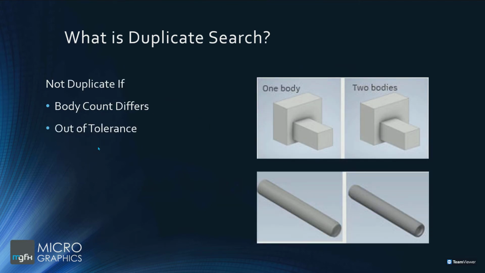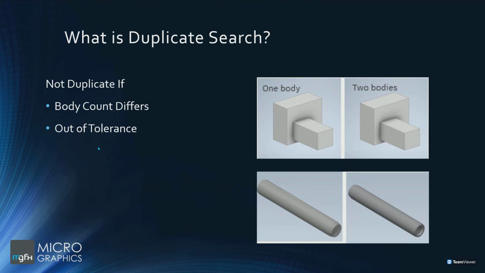And we have some criteria here that basically disqualify files from being duplicates. So we can see on the right-hand side there we have two objects that are geometrically identical. However, the one is made up of a single body, where the second one is made up of two bodies. And so those files, although geometrically they're the same, the body count differs, so those are not considered to be duplicate files.